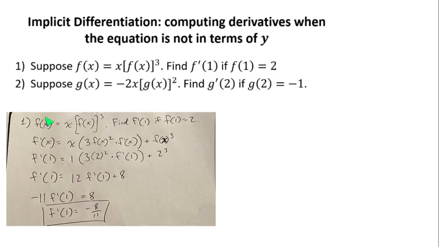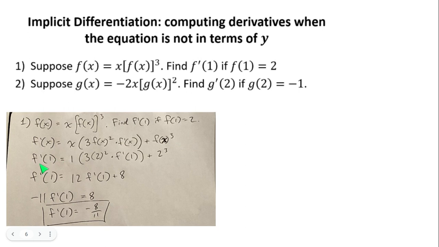So here is how I would do problem number 1. This is just a restatement of the problem. First thing I'm going to do is find a derivative. The derivative of f is f prime. Then I would do product rule. 1d2 is going to be x times the derivative of f of x cubed, with f of x as a big variable, times the derivative of f of x. Then I would do 2d1, f of x cubed times x.